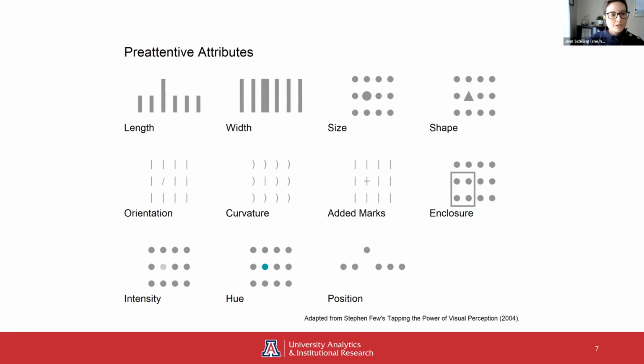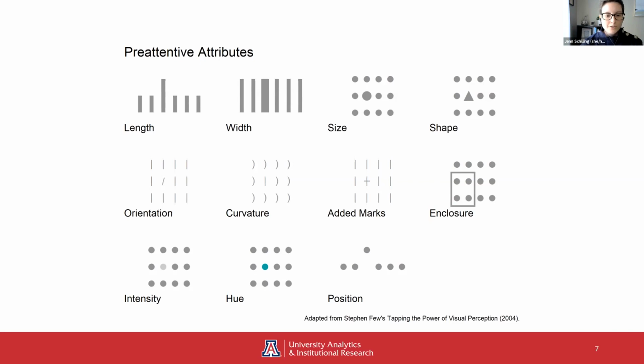Orientation means that an object of a different orientation or different slant will stand out. So that means that we can see that in line charts. When there's a kind of steeper section of the line chart, that's going to stand out to our audience. And curvature is similarly seen in line charts. So in this example, I have all curved lines and then a straight line. In data visualization, usually we see this in a line chart where we have a section that changes the curve.